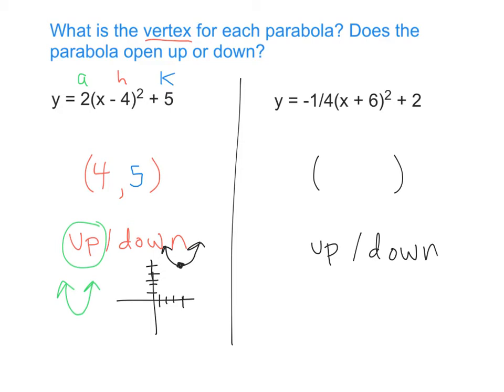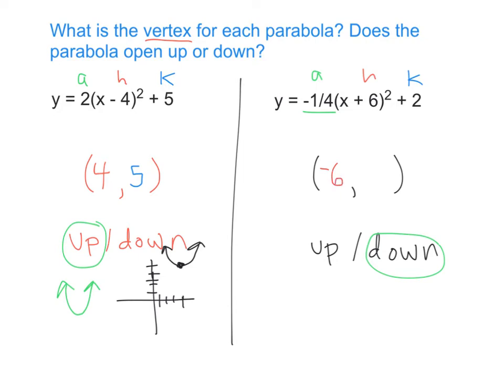Okay, so hopefully you said that it opens down, and it opens down because the A value here is -1/4. And then our vertex will be determined by the H value here and the K value out here. Now, be careful with this. In the parentheses it says x plus 6. That means our H value for our vertex is -6.